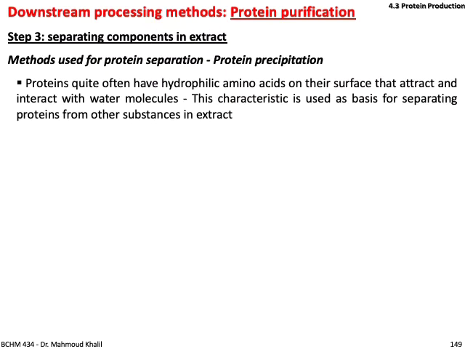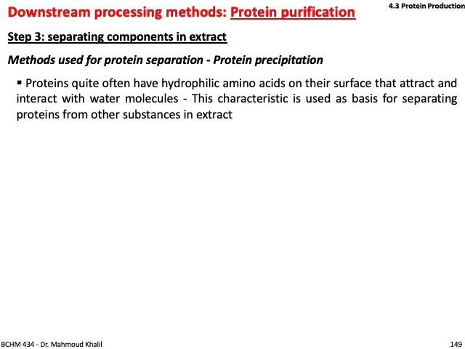Step 3, separating components in the extract, because actually you are separating all the proteins that have been inside the cell, so you need to separate your own protein of interest. The method used for protein separation, the first method, is protein precipitation. So proteins quite often have hydrophilic amino acids on their surface that attract and interact with water molecules.